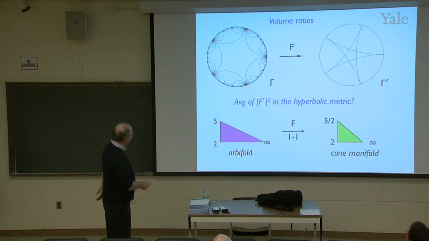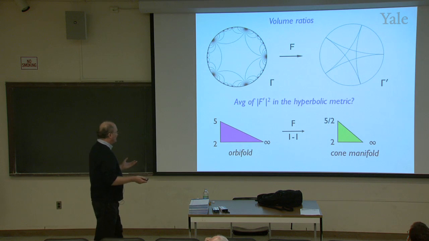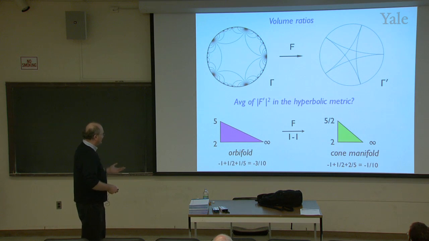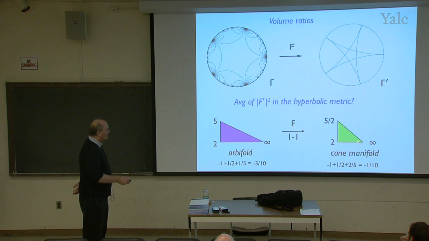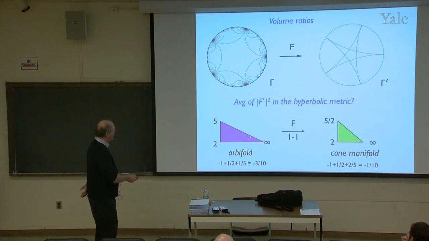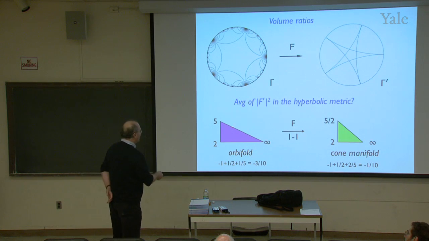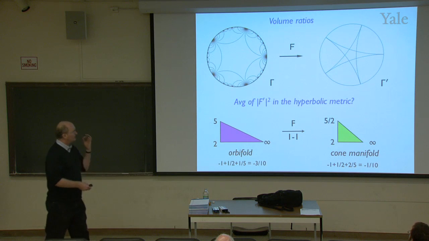And what is our map? Our map is just the identity map from this triply punctured sphere to this triply punctured sphere. And so what is the average value of the derivative squared? It's the ratio of the volume of this orbifold to the volume of this cone manifold. And that's in turn the ratio of their Euler characteristics. So the Euler characteristic of the triply punctured sphere is -1. Then you put in a half of a point and a fifth of a point to make up for these things. You get -3/10. Here, the Euler characteristic is -1. You put in a half plus 2/5, and you get -1/10. So this guy is 3 times bigger than this guy, and so the average value of the derivative is 1/3.